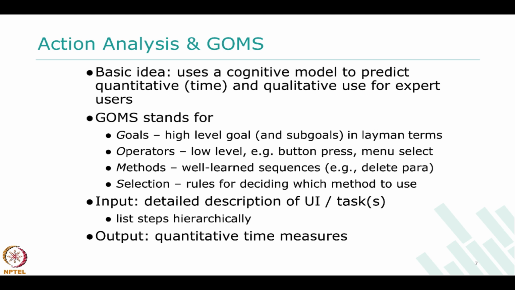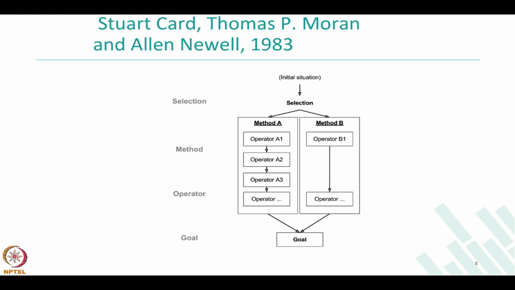So GOMS stands for goals, operators, methods, and selection. Input is the detailed description of the UI task. Output is a quantitative time measure. So essentially, GOMS is useful to study the quantitative time measures that it takes for doing a particular task. This slide is showing you the different operators that one could use to make a decision towards reaching the goal. The starting point is something, selection, a method, operators, and the final goal.